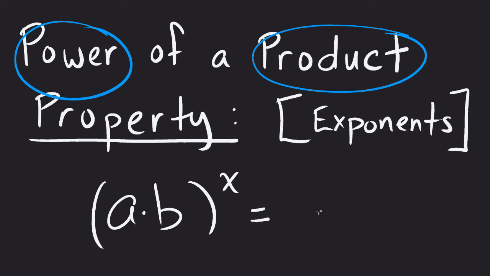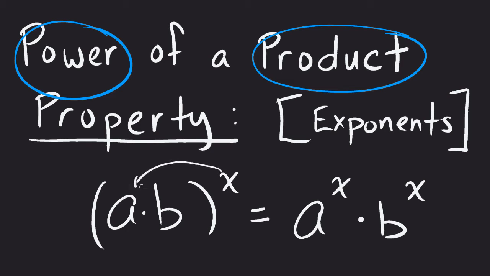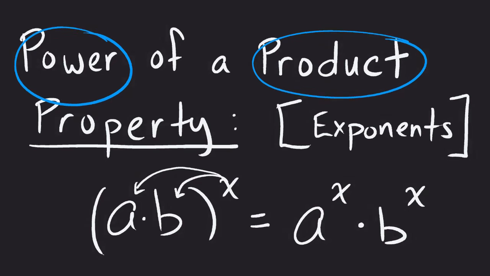And what this basically says is that this would be A raised to the x times B raised to the x. So this exponent basically distributes out. Okay, that's what the power of a product property says. The power will distribute out to the product.